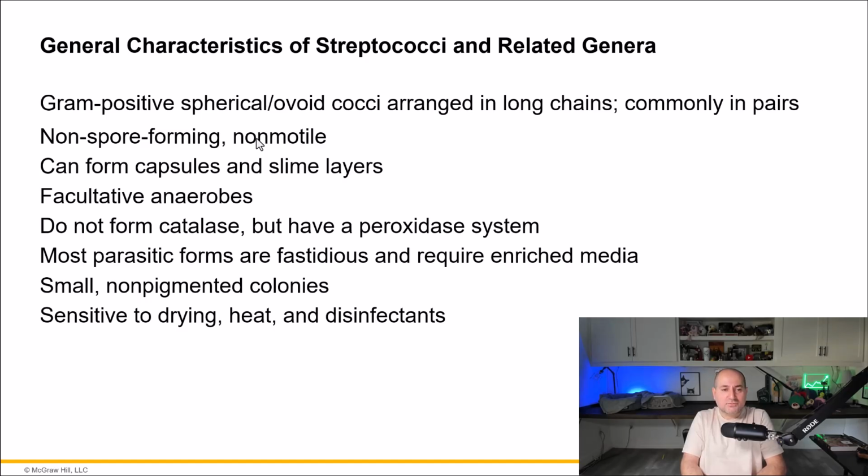Most parasitic forms are fastidious. Do you guys remember what fastidious means? I like to think of it as finicky. Okay, fastidious bacteria are bacteria that will not grow unless they are given enriched media. So, for instance, blood agar, where blood cells enrich the media. They are small, non-pigmented colonies, sensitive to drying, heating, and disinfectants.